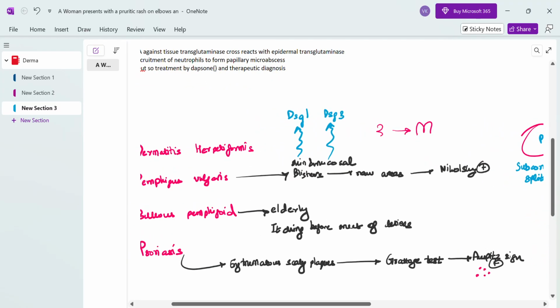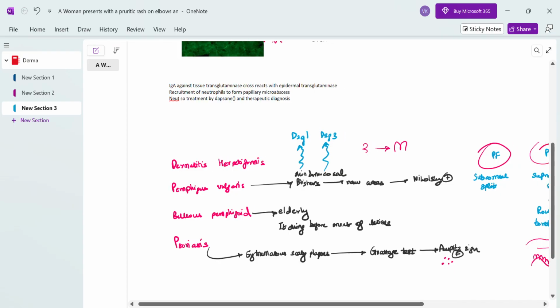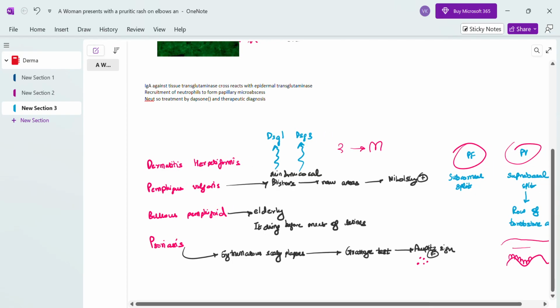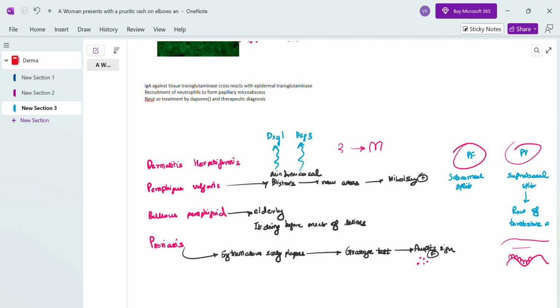Then coming on to bullous pemphigoid, the clues that will be given here are that it often occurs in the elderly and there is itching before the onset of lesions. And one more important point is that in the pemphigus group of disorders, the Nikolsky sign is positive. Why? Because they have an intraepidermal split. Whereas in bullous pemphigoid, the Nikolsky sign is negative because it has a subepidermal split.